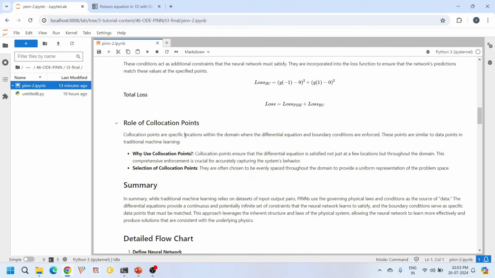Collocation points are specific locations within the domain where the differential equation and boundary conditions are evaluated.